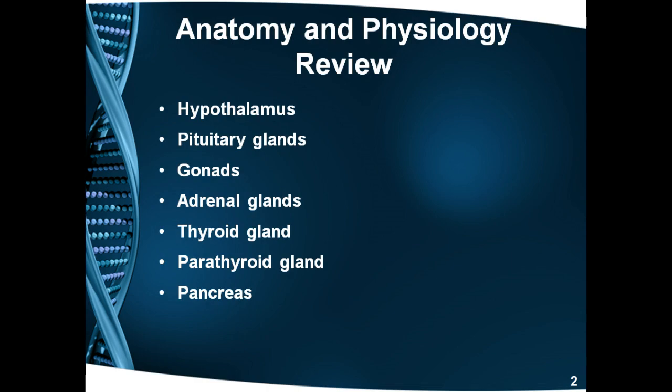We're going to do a brief Chapter 64 Anatomy and Physiology review. The first portion is we're going to discuss the glands that compose the endocrine system. Primarily, you have the hypothalamus, the pituitary gland, the gonads, the adrenal glands, the thyroid gland, parathyroid gland, and the pancreas. And each one of those has its own function.